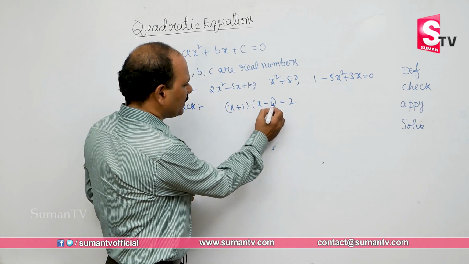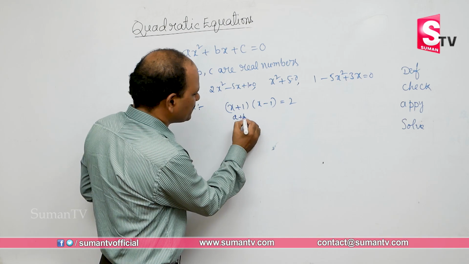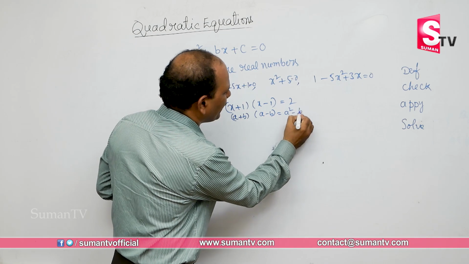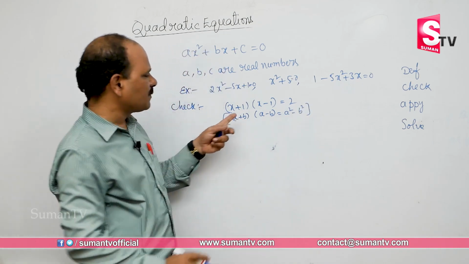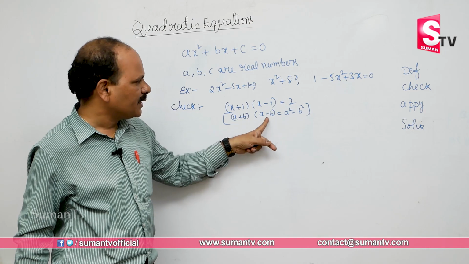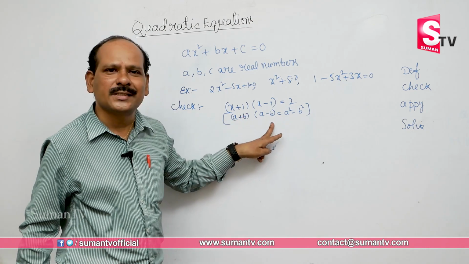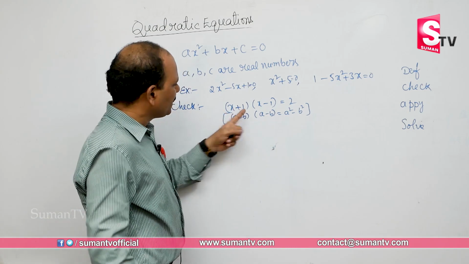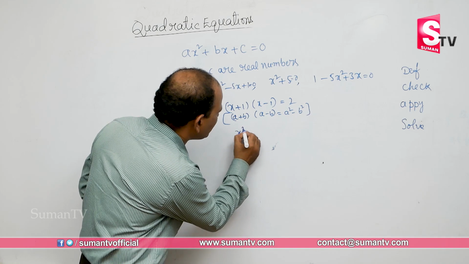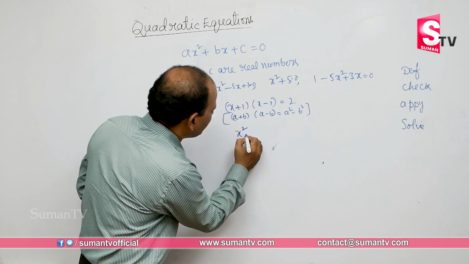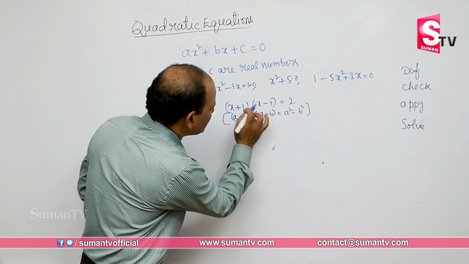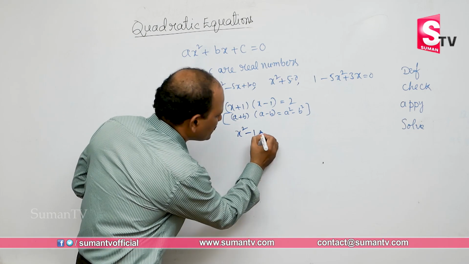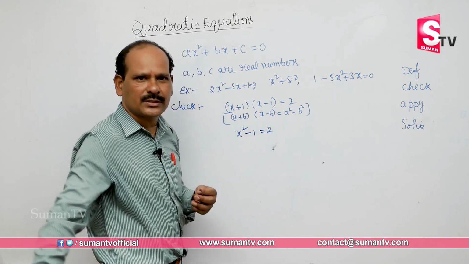x plus 1 into x minus 1 is in the form of (a plus b)(a minus b), which is equal to a square minus b square. Here a is x, b is 1. So x square minus 1 square, and 1 square is 1. So x square minus 1 is equal to 2.